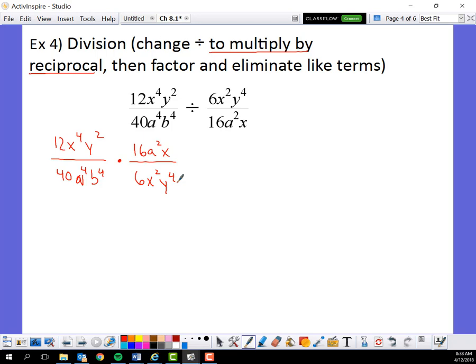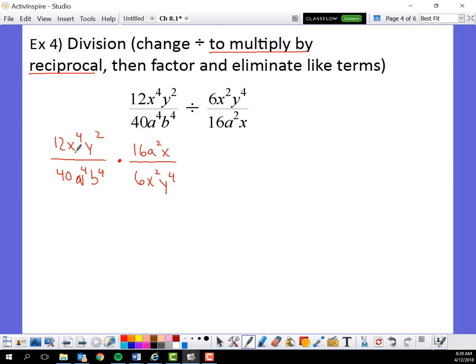So now what we've done is we've very quickly and easily changed this division problem into a multiplication problem. And it's just like the setup in our previous example. So now what you're going to do is scan your numerators and denominators, and you're looking for things that can cancel. Okay? So remember, the trick with canceling is it has to be numerator to denominator. You cannot cancel something that's in both numerators.